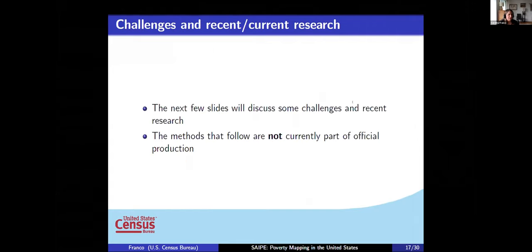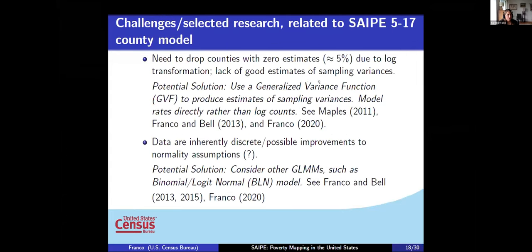So as much as time allows, in the next few slides, I'm going to talk about some drawbacks, challenges, and current research. Just to clarify, these methods are not currently a part of official production, but they're things that we're investigating. So here are some drawbacks of the model we talked about. The model used a log transformation on the direct estimators. This implies that you have to drop some counties from the estimation because you can't take the log of zero. In addition, it's very hard to come up with a good estimate of sampling variances when the direct estimate is zero. The direct estimators of sampling variances are zero, and that's not a realistic estimator.